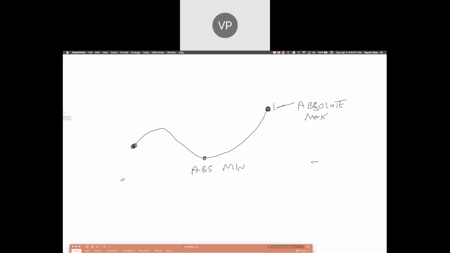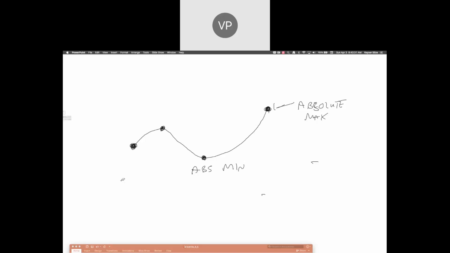So the summary is that if we're looking for the absolute maximum, go find all the local maximums, like here we have one. It's either this or it's going to be one of your endpoints. For the minimum, again, look at the local minimums. It's either this or one of your endpoints. And that's what we have to check.